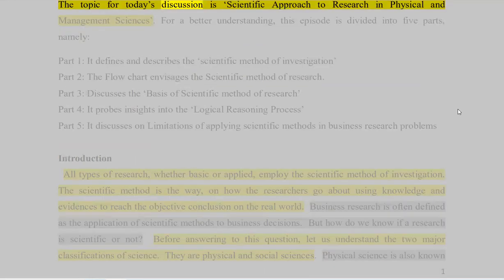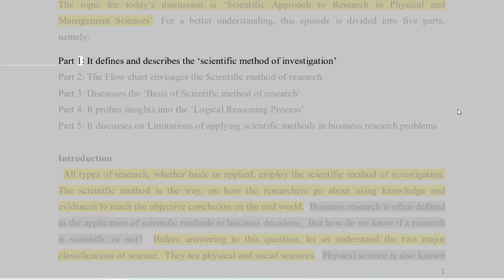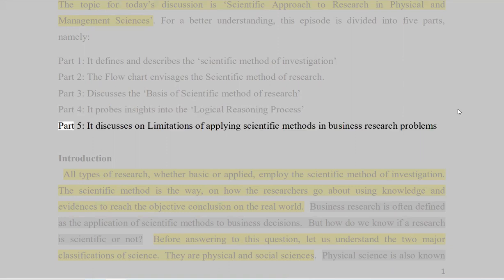The topic for today's discussion is Scientific Approach to Research in Physical and Management Sciences. For a better understanding, this episode is divided into 5 parts, namely: Part 1 defines and describes the scientific method of investigation. Part 2, the flow chart, envisages the scientific method of research. Part 3 discusses the basis of the scientific method of research. Part 4 probes insights into the logical reasoning process. Part 5 discusses the limitations of applying scientific methods in business research problems.